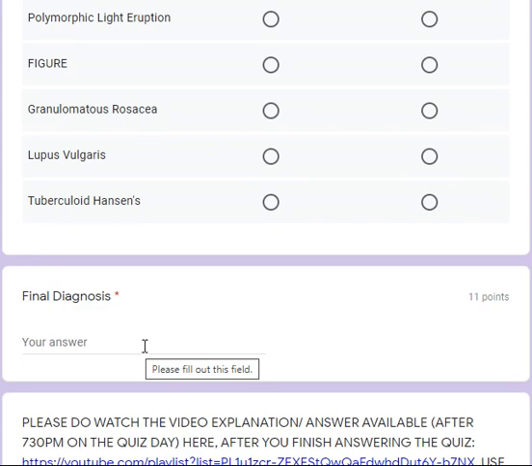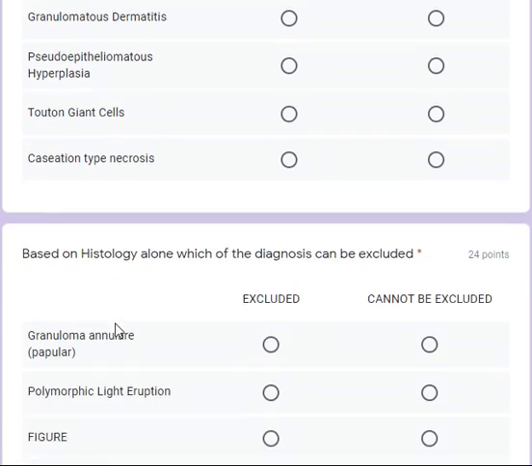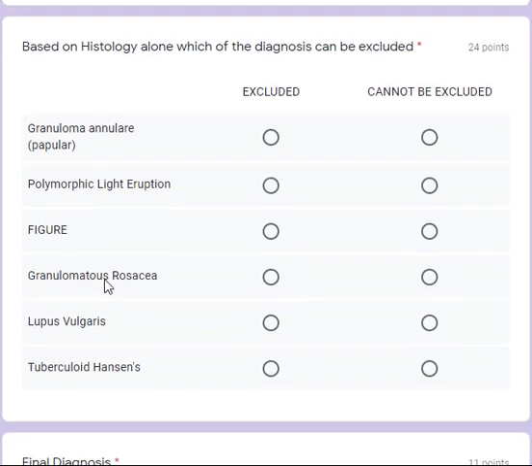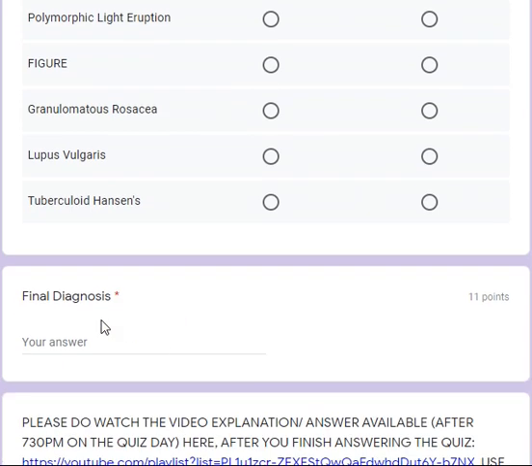Now, the final diagnosis is one of the above. If you mentioned either FIGURE, granulomatous rosacea, acne agminata, or perioral dermatitis, LMDF, I have given you marks. However, the right answer based on clinical and histology is perioral dermatitis. So if you mentioned that, you've got 11 marks. If you've not mentioned that, if you mentioned the alternative diagnosis or the related diagnoses, I've given you 7 marks.